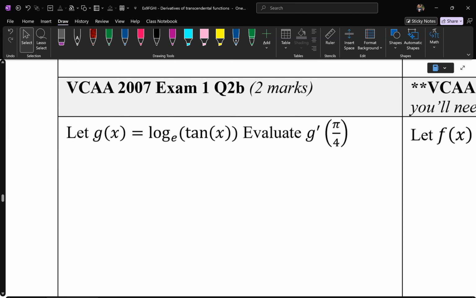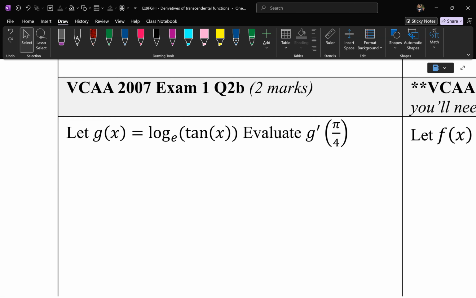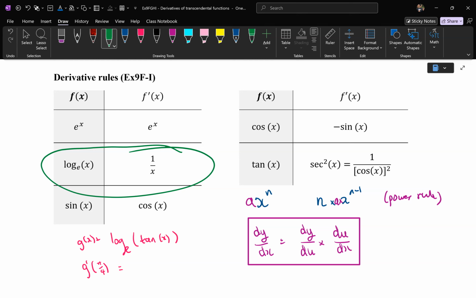2007. Exam 1, 2b, 2 marks. Same drill. Find the derivative and then find the derivative at pi on 4. I'm going to pause the video. That's 2 marks, 2 times 1.5, that's 3 minutes. I'm going to pause the video.